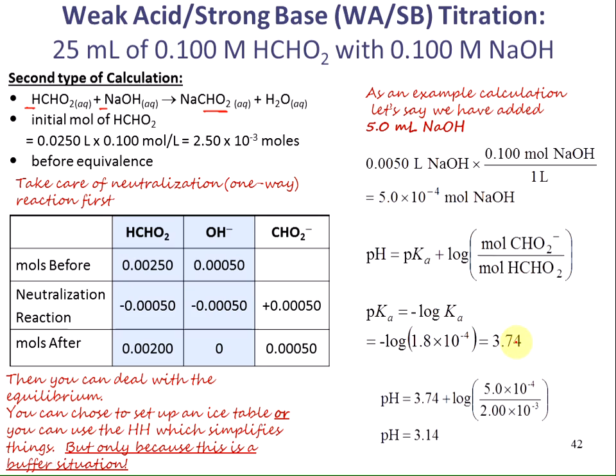I then plug in the moles of formate ion over formic acid. And notice that I didn't put in molarities, because if I divided both of these by the total volumes, it would be the same. They'd cancel each other out, so I can leave this as moles. So when I do the calculation here, I get a pH of 3.14 after 5 mL of sodium hydroxide has been added to the formic acid solution.